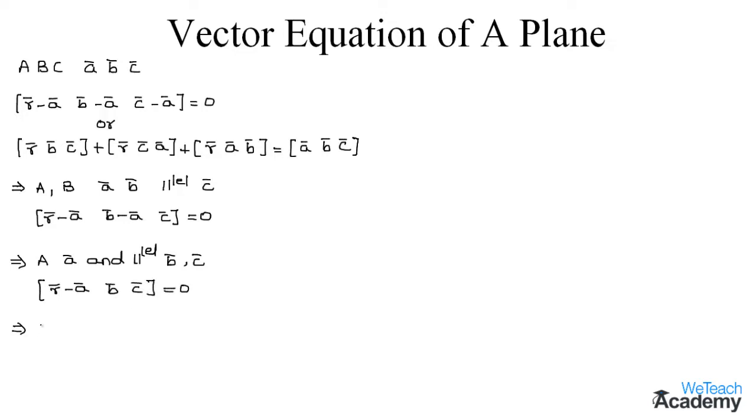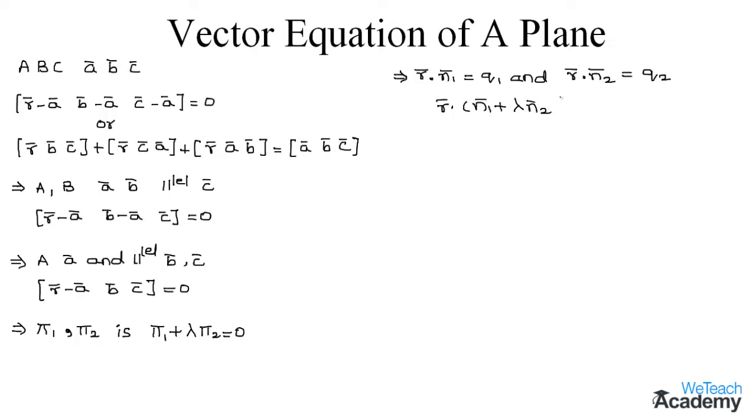And now let us consider pi 1 and pi 2 are two planes. Then the plane passing through the intersection of the two planes is given by pi 1 plus lambda pi 2 is equal to 0. And the next formula is the vector equation of a plane passing through the intersection of the planes r bar dot n1 bar is equal to q1 and r bar dot n2 bar is equal to q2, is given by r bar dot (n1 bar plus lambda n2 bar) is equal to q1 plus lambda q2, where lambda is a constant.